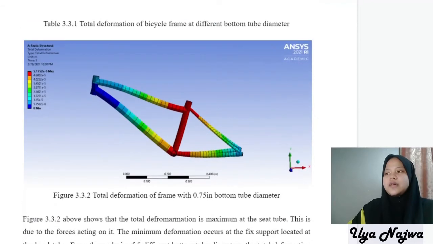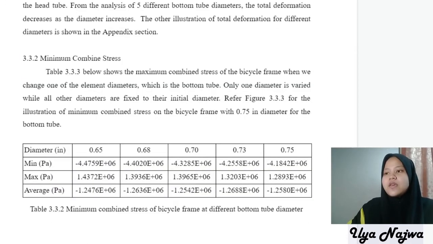From the illustration, we can see that the total deformation occurs highest at the seat tube, where the 2 forces are applied. This means that the place where the forces are applied will have higher deformation compared to the support. Then we analyze the minimum and maximum combined stress.